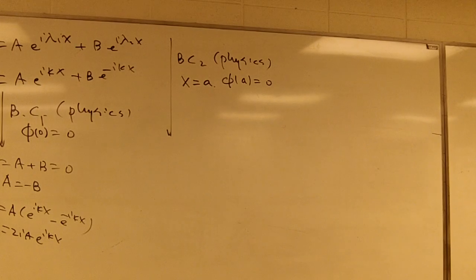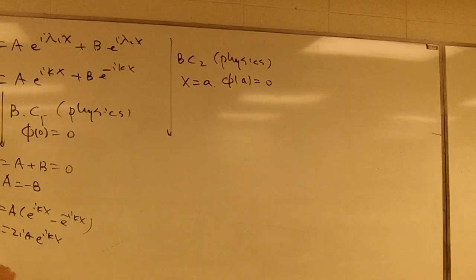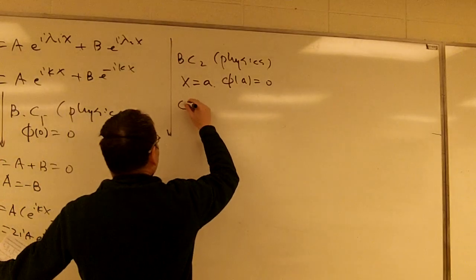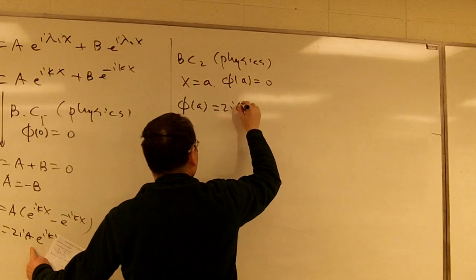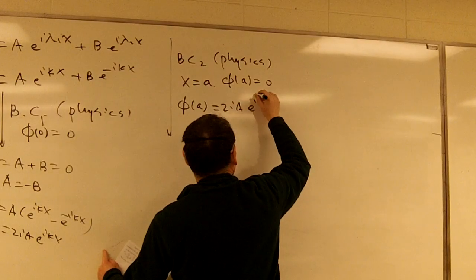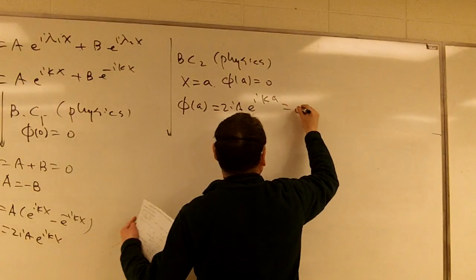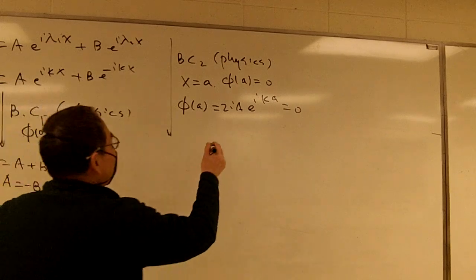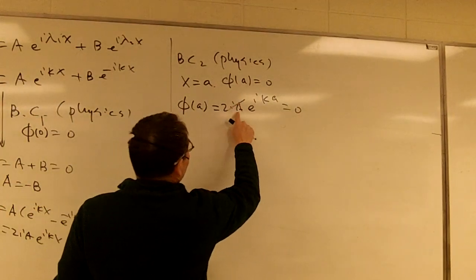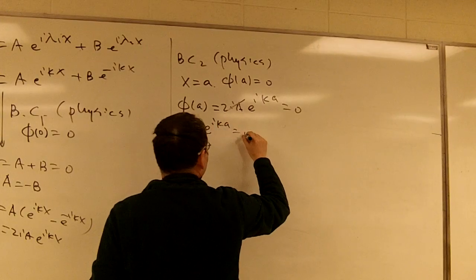So the first wave function gives us this. Then we're going to plug that into this equation. So you see I'm going to write phi of a equals 2ia e to the negative k, and this x becomes a now. This is going to equal 0. So I can eliminate the ia. So then I have an equation e to the ika must equal 0.